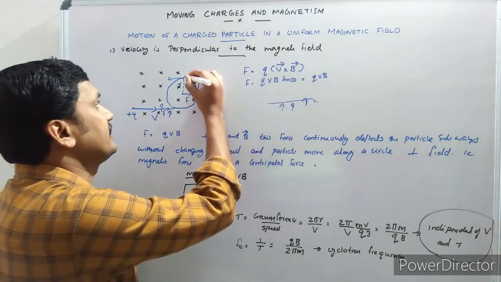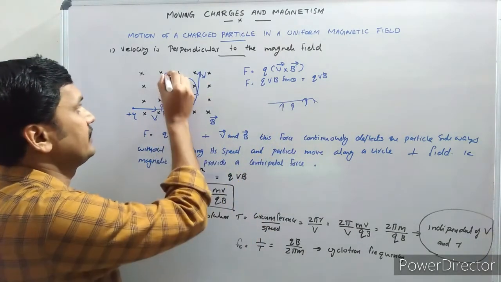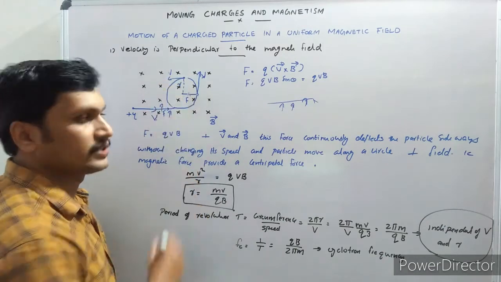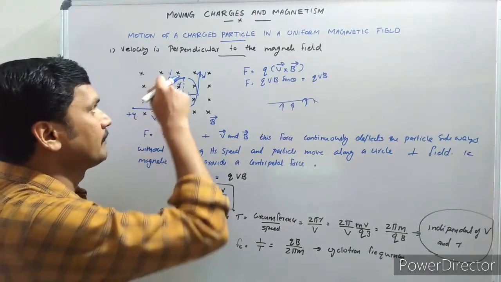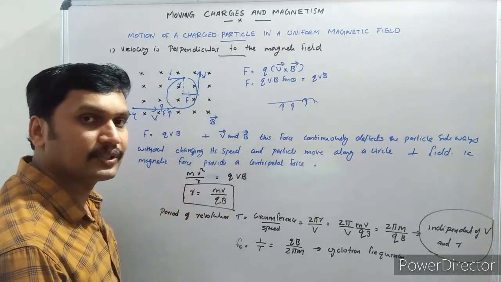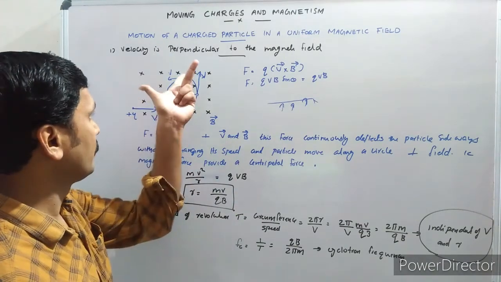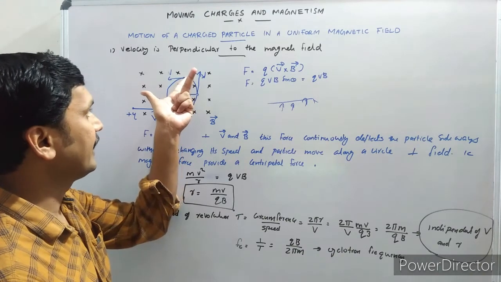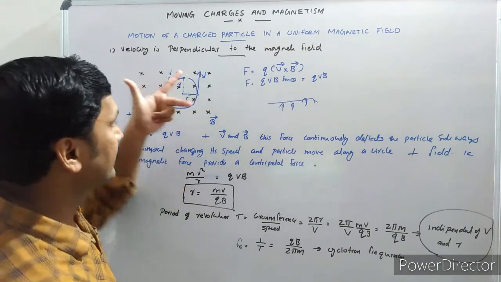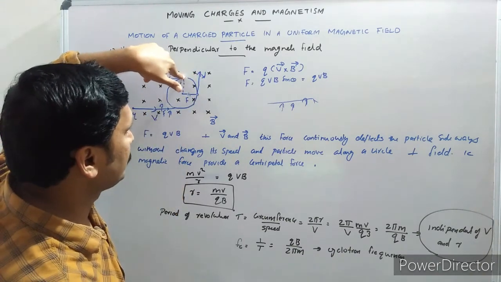Suppose the charge has reached here. What is the direction of velocity? This is the direction of velocity. The direction of field is perpendicular to the board and inward. Now apply Fleming's left hand rule. First forefinger in the direction of magnetic field and the middle finger in the direction of velocity.